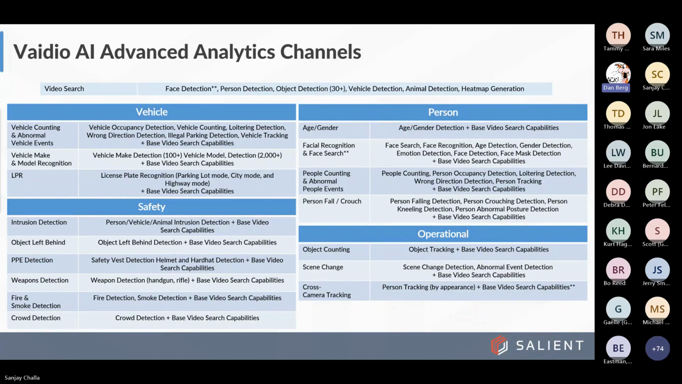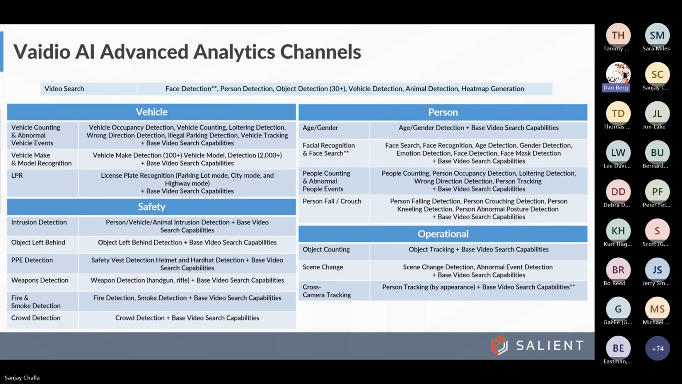Weapons detection, absolutely. A note on that: the weapon has to be out away from the body. So if an officer comes in and he's got his service revolver in the holster on his belt, that's not going to trigger the analytic. However, if a person comes in and they've got their gun in their hand and holding it up, that's when you get the detection. Fire and smoke detection, yep, absolutely. Crowd detection, so you want to know when people are crowding into a particular area. And then for people, we have age and gender capability, facial recognition, and face search.